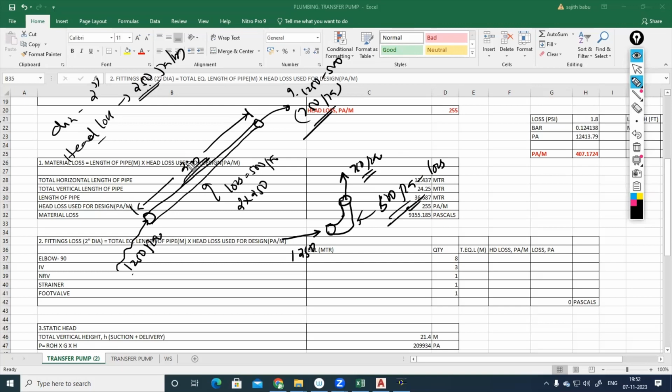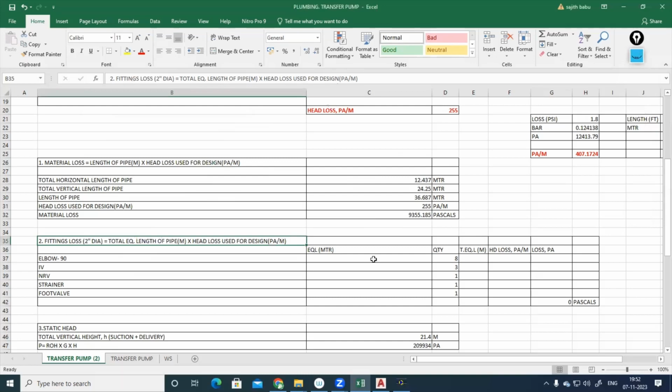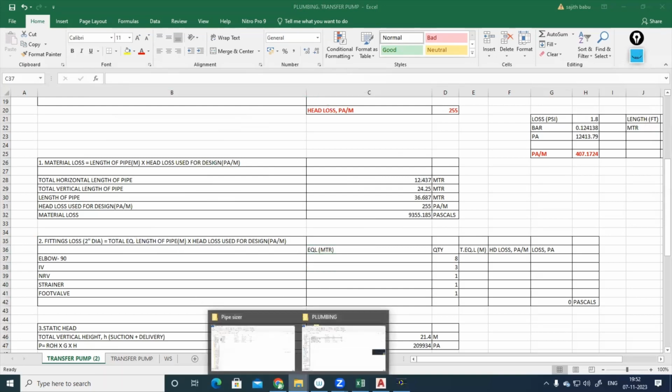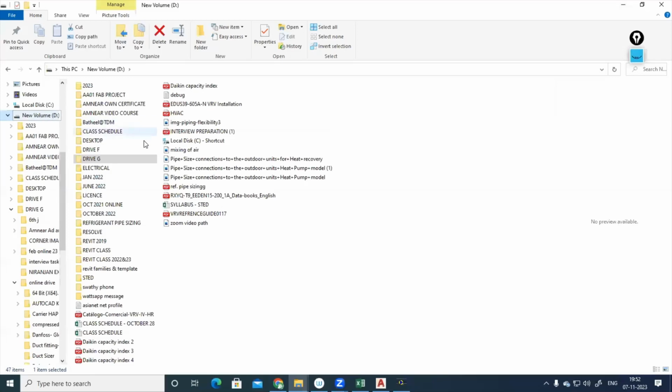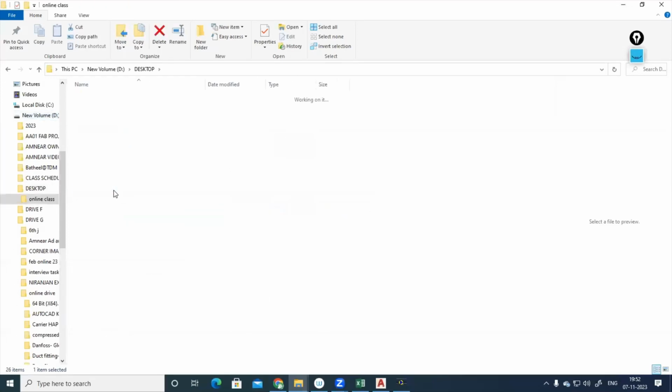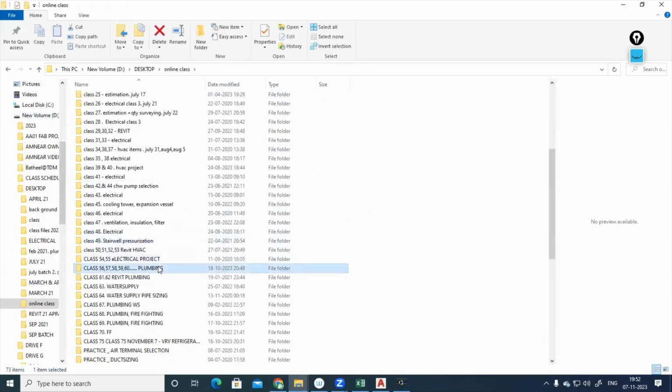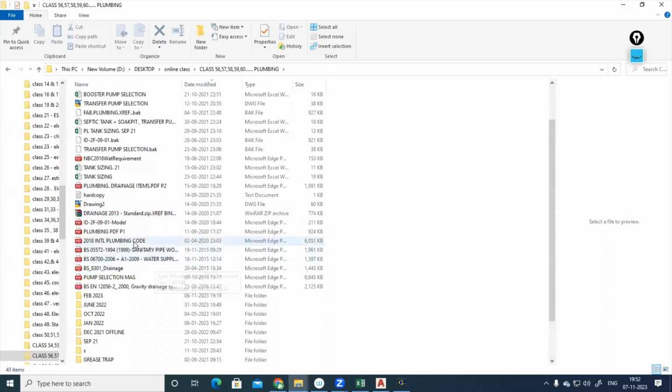The equivalent length you can get from Google, or you can search for it. The IPC also provides it. So I'm going to the International Plumbing Code and I'll find the equivalent length. The equivalent length of each and every fitting we can take.